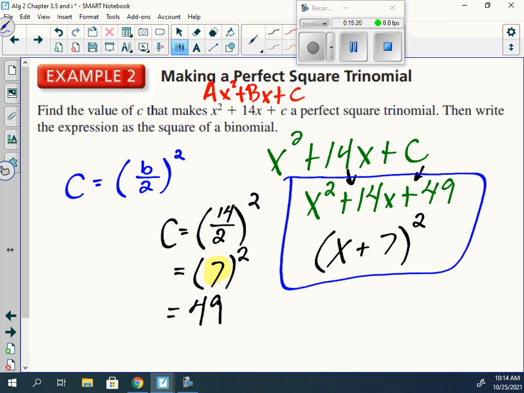So for these problems, and there are a few of them that I'm going to have you do on the homework, that's all you're going to have to do. So find out that the C value is 49, and that the expression as the square of a binomial is x plus 7 squared. We need those two parts.